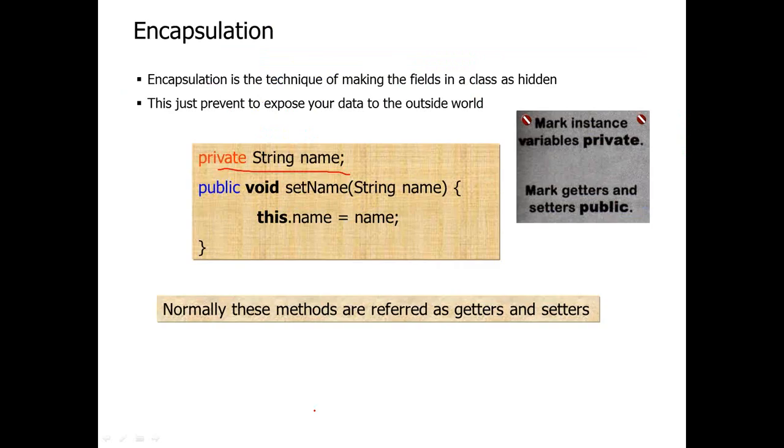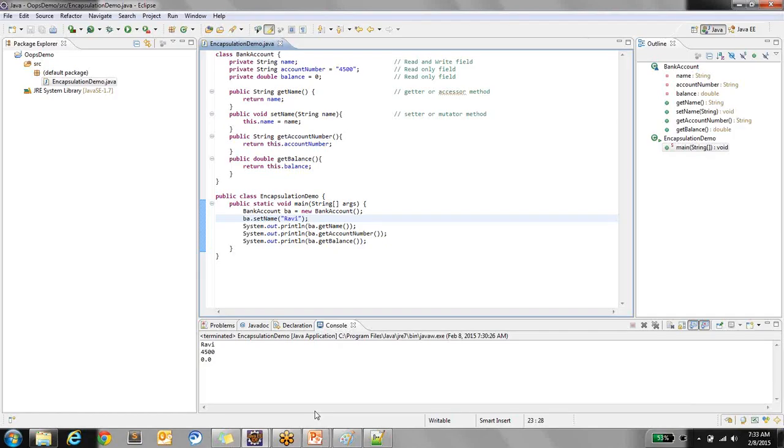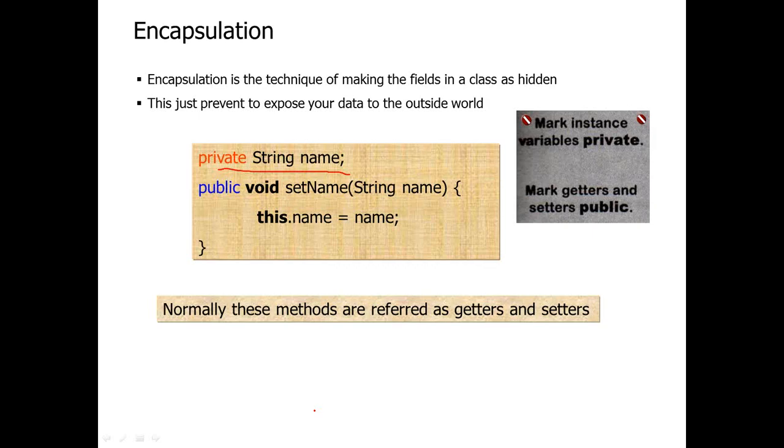Encapsulation is a technique for making the fields in a class hidden and exposing some methods which can access your data. Now you have read-only fields and read-write fields in your classes to facilitate this kind of scenario, right?